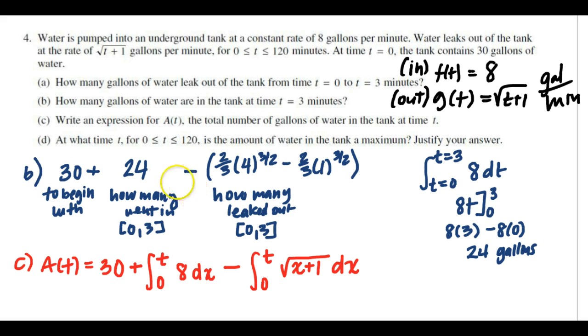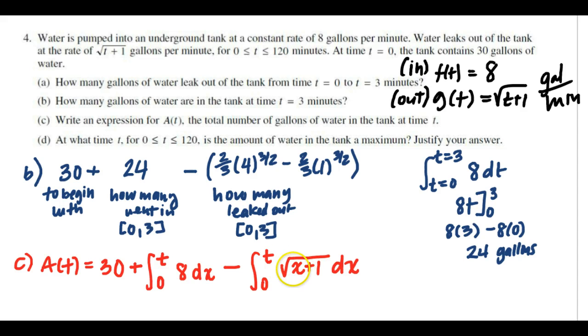So let's try to think about it. We can make sure that our a of t function works by looking back at part B. So I should be able to substitute in a 3 right here and get the same answer I got in part B to tell me the total number of gallons at time 3. So plugging in a 3 right here for t means I'd plug in a 3 right here for t. So the integral from 0 to 3 of 8 would give me 24, just like it did over here. And then the integral from 0 to 3 of this function, radical x plus 1 dx, would give me the same value that I got from part A, this numerical value here.